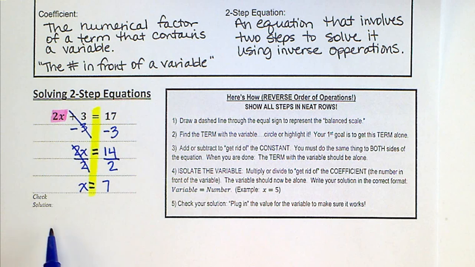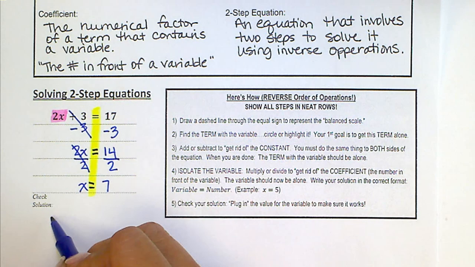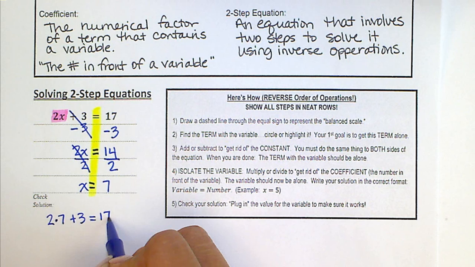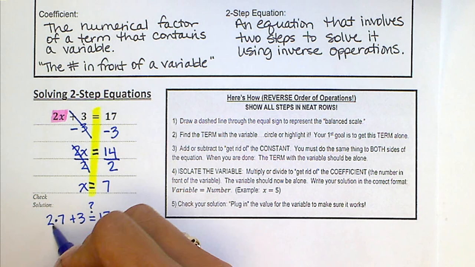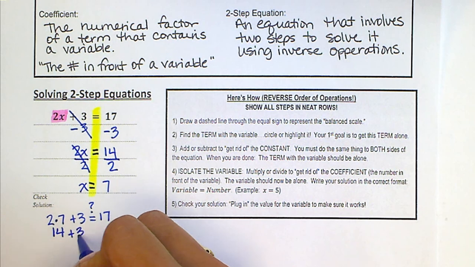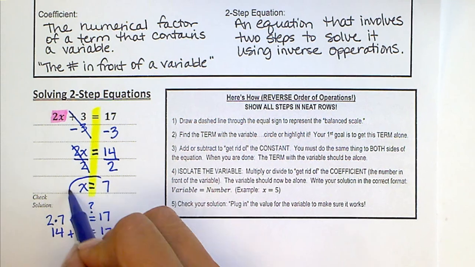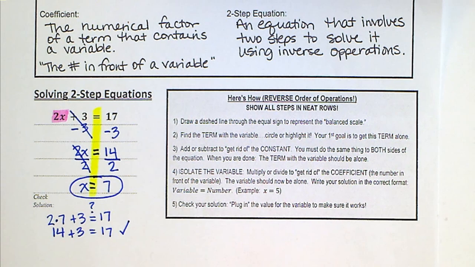So I know that x here equals 7 to make the statement true. You can check it. So I'm going to plug in 2 times 7 plus 3. And I want to check, is that 17? And yes, 14 plus 3 is in fact 17, so I know that I have the correct answer. And oftentimes we will then circle it.